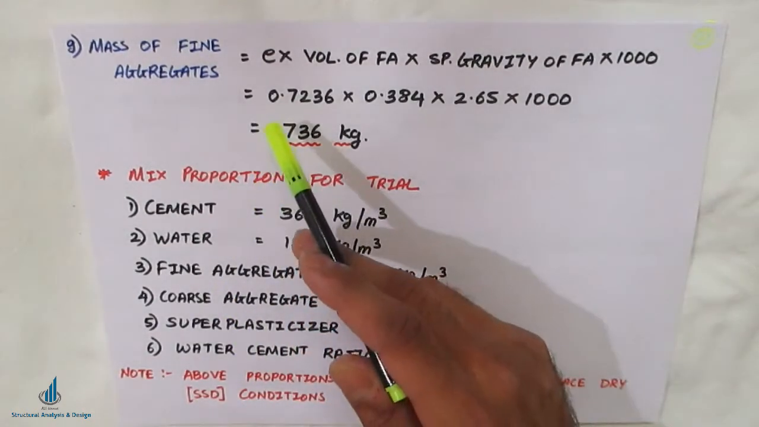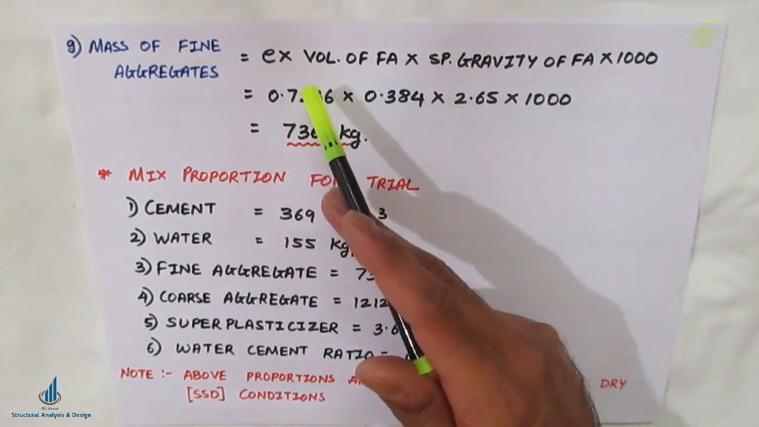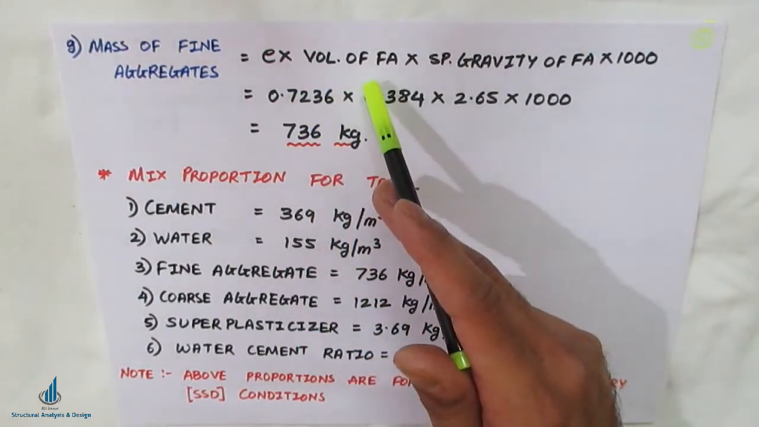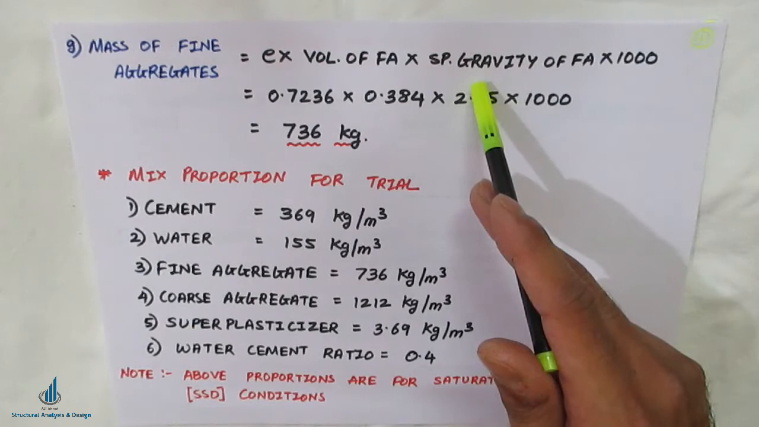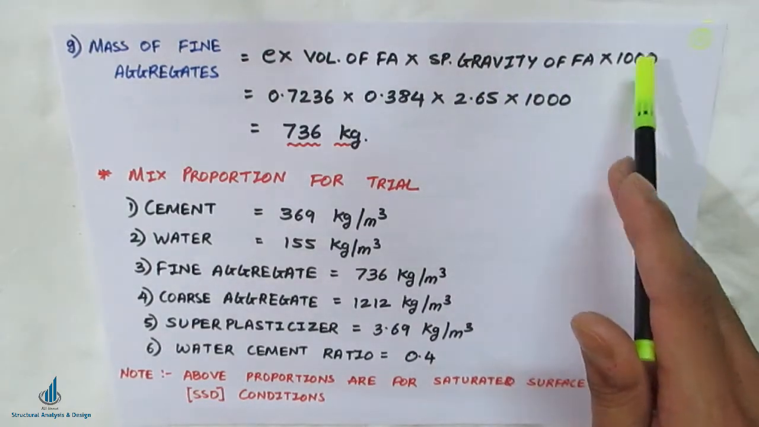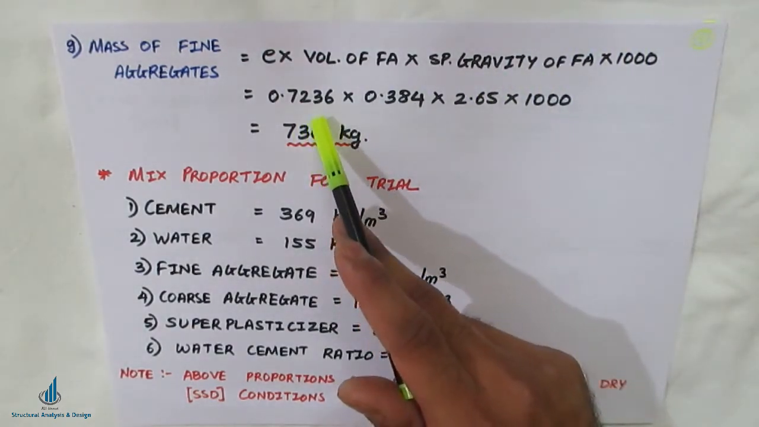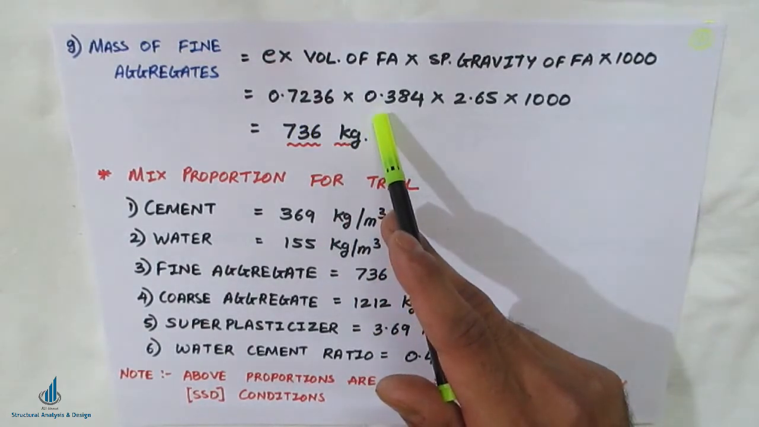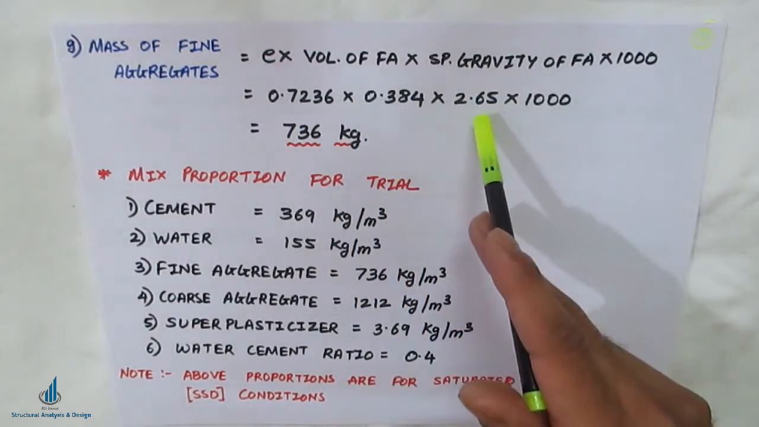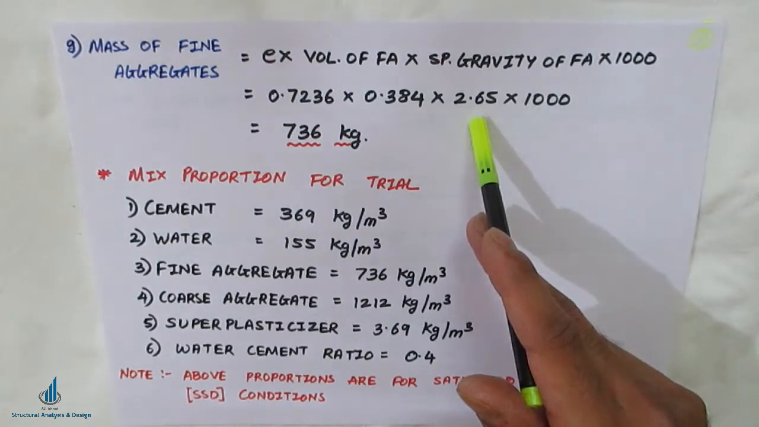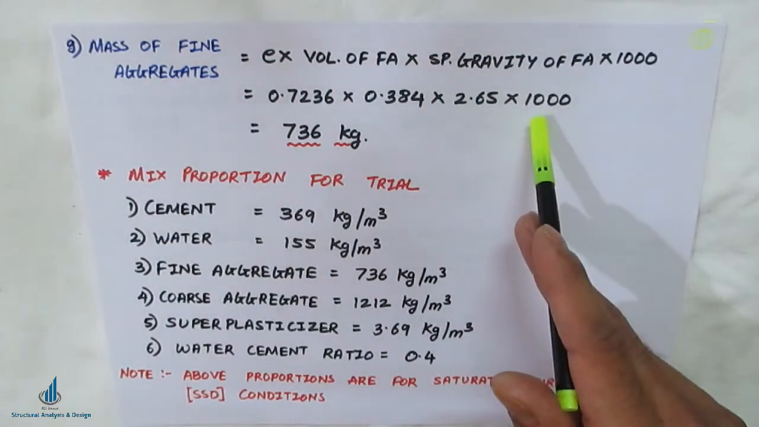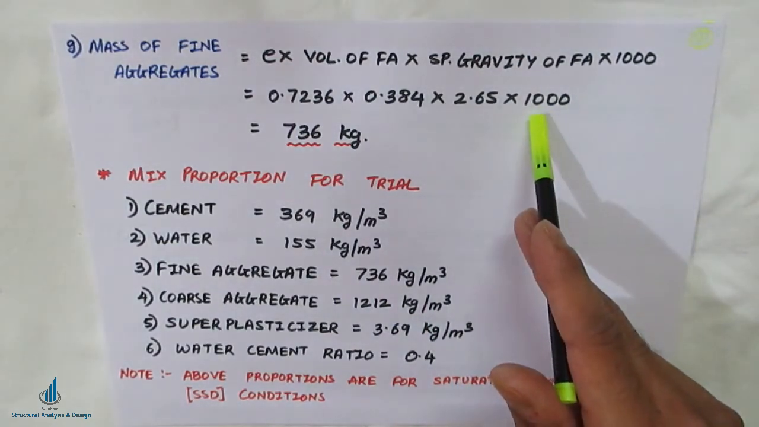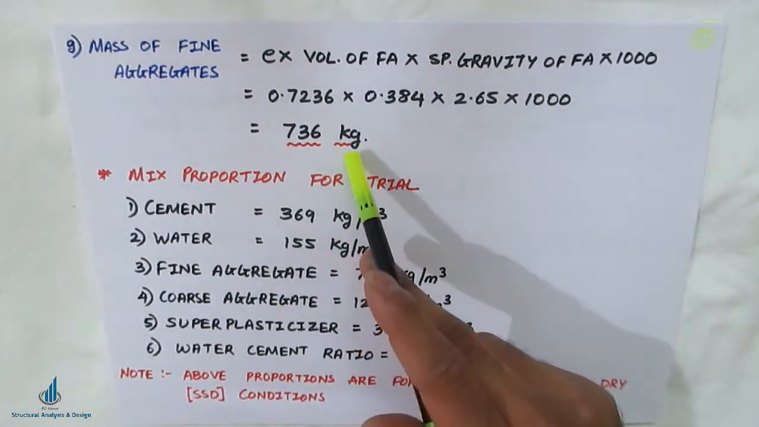Mass of fine aggregates: E is nothing but again the volume of all-in aggregates, into volume of fine aggregates, into specific gravity of fine aggregates, into 1000. So 0.7236 into volume of fine aggregates, 0.384, into specific gravity of fine aggregates, 2.65, which is given in the test data for materials, into 1000. So you will be getting 736 kgs.